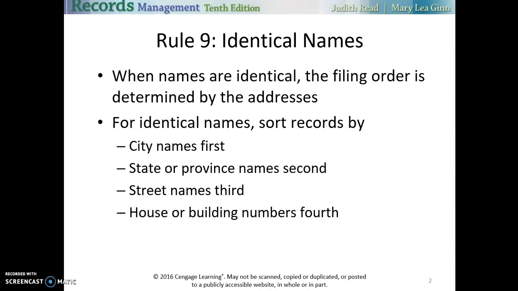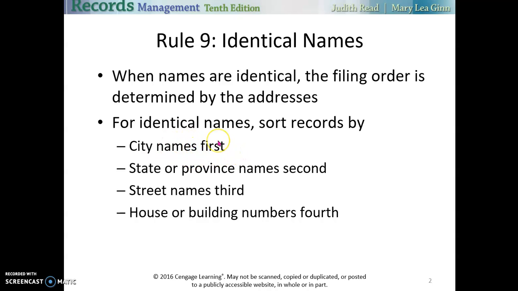Smith is a very popular name. John is a very popular name. We could have many John Smiths. So the way that we handle this, we determine it by the address. So if we have two people with identical names and there's no middle initial, then we sort it by the following. The first would be by the city.